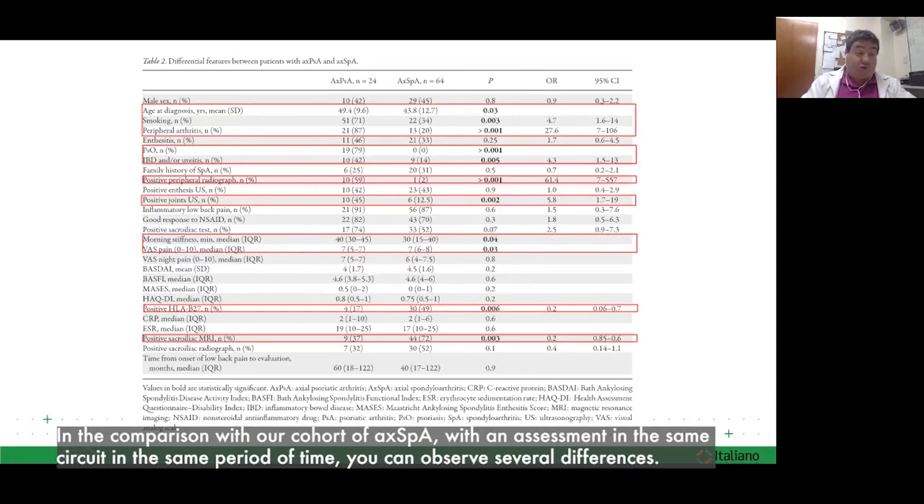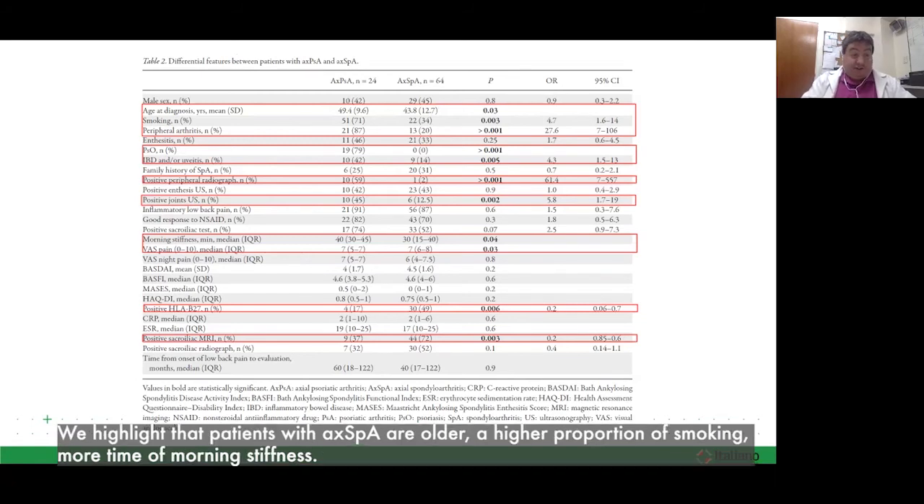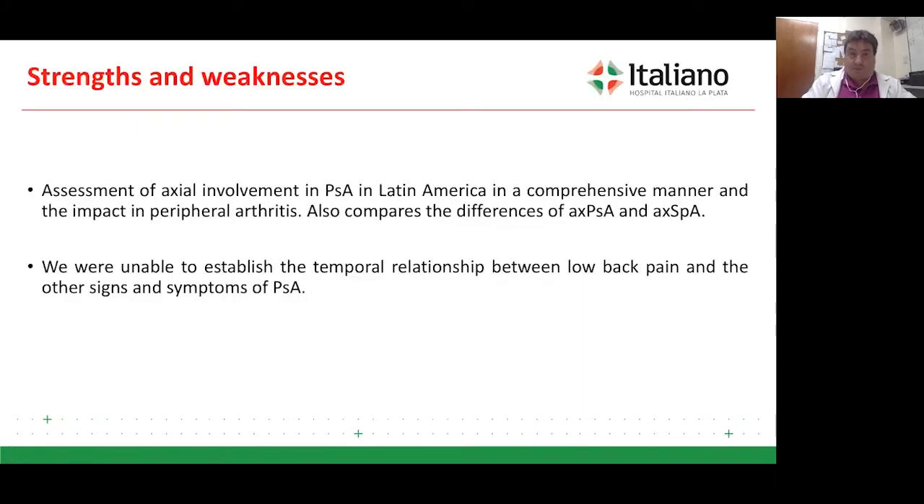In the comparison with axial spondyloarthritis, assessed in the same sequence in the same period of time, you can observe several differences, and we highlight that the patients with axial PsA are older, and have a higher proportion of smoking, and, for example, more time of morning stiffness.